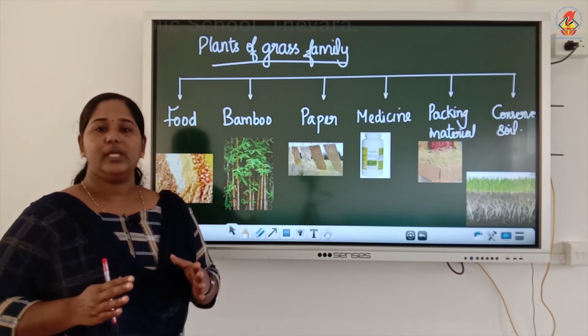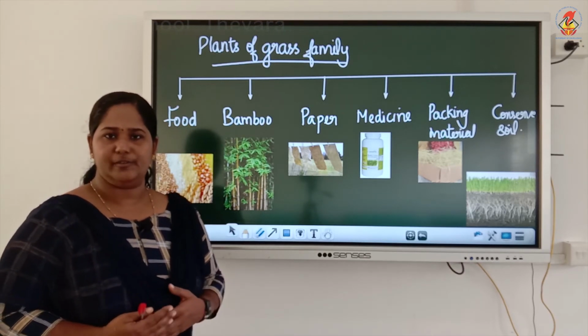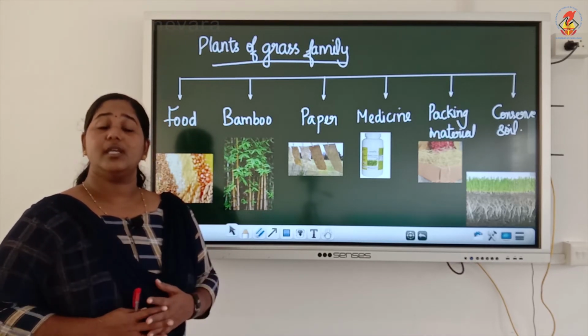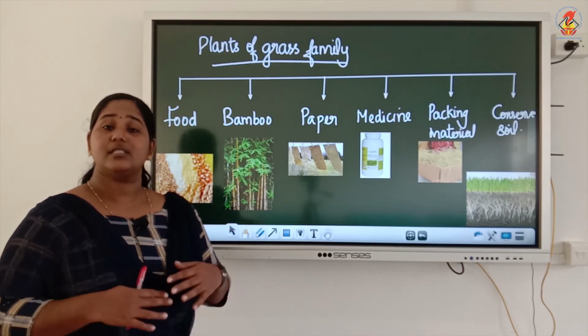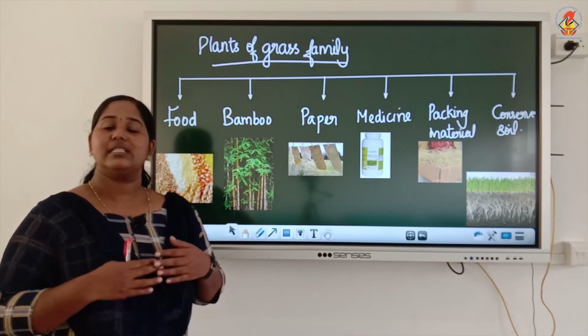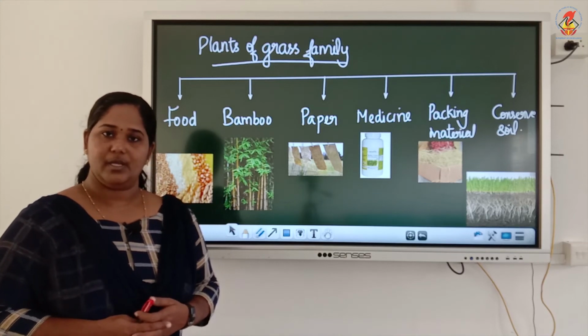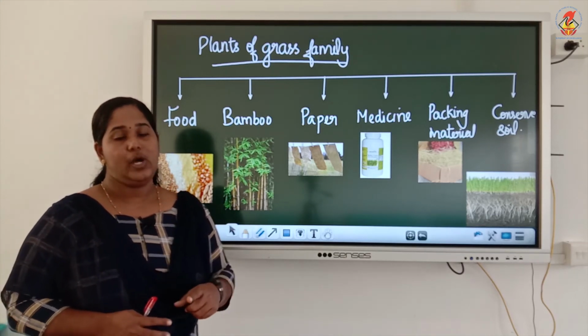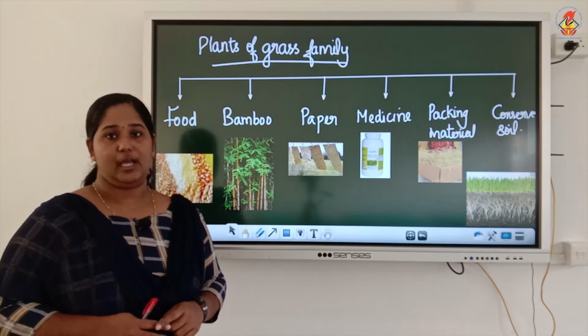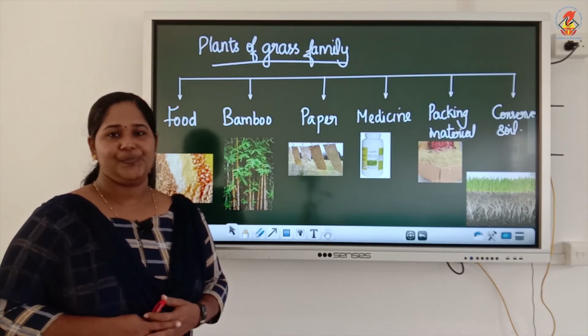So bamboo, even though it does not look so beautiful, it is of much importance. It has high nutritional value and several other uses. And remember, bamboo is a giant grass. A new information for you, isn't it?